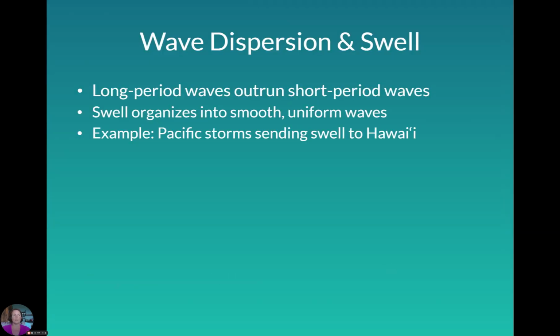Now, wave dispersal and swell. Dispersion is the natural sorting of waves by wavelength. So if a storm generates all kinds of waves, the longer period waves are going to travel faster and essentially come together into a swell to make one big wave. When that swell reaches Hawaii, we see big, clean, evenly spaced wave sets that can travel many, many miles from their origin. Sometimes they can travel thousands of miles. So Pacific storms send big swells to Hawaii.